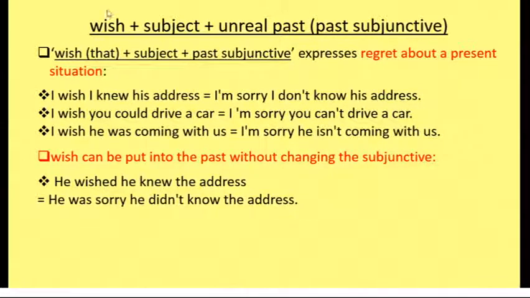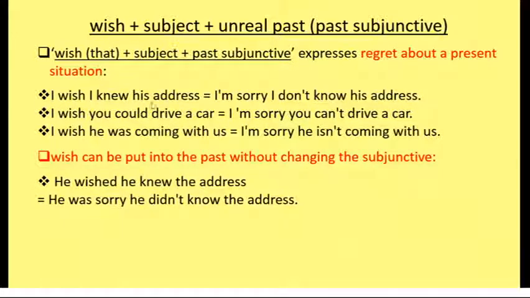This slide is about the use of wish plus subject plus unreal past, that is past subjunctive. Look at this structure here. Wish plus subject plus past subjunctive. Here after wish, that can be used, or this can be omitted also. So past subjunctive, though the clause will be in past tense, actually this will mean regret. This will express regret about a present situation. Look at the examples below.